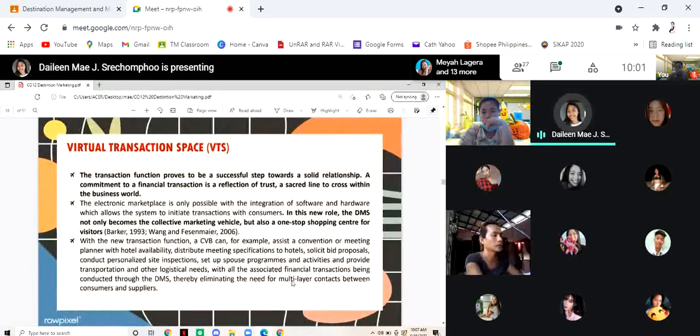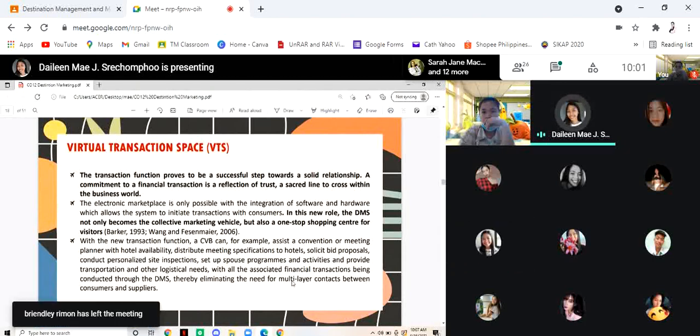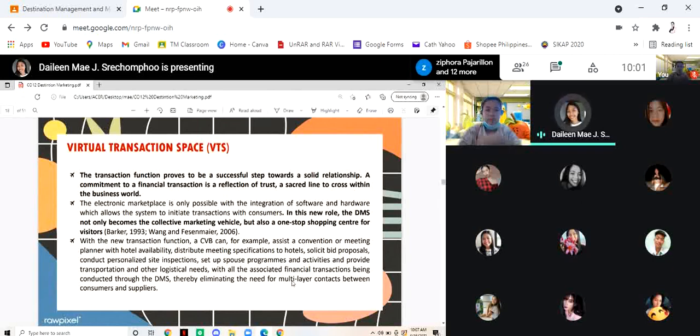So, virtual transaction space. The transaction function proves to be a successful step towards a solid relationship. A commitment to financial transaction is a reflection of trust, a sacred line to cross within the business world. In this new role, a DMS not only becomes a collective marketing vehicle but also a one-stop shopping center for visitors. So, kapag nakalagpas na tayo sa dalawang stage, virtual transaction space na yung nag-guarantee na maayos at solid yung relationship na na-build ng consumer at ng organization.